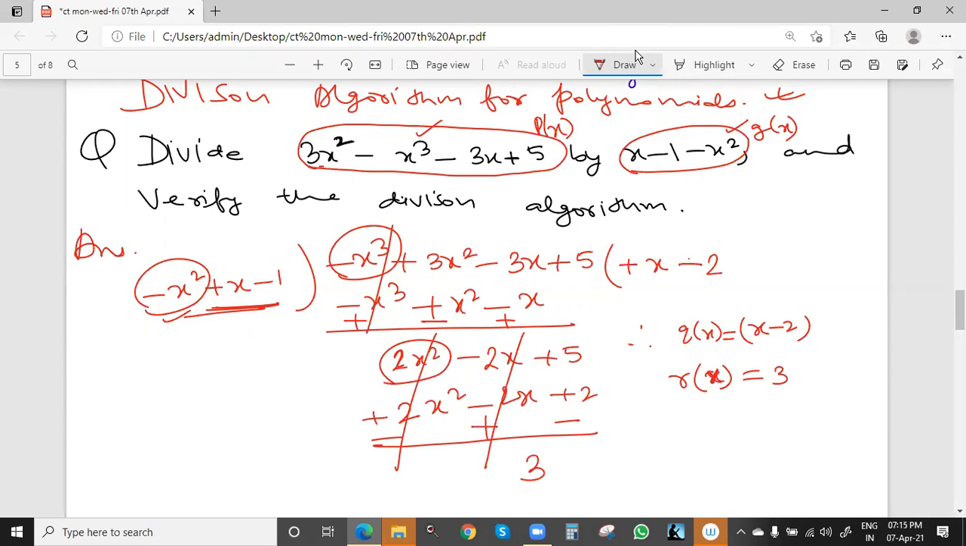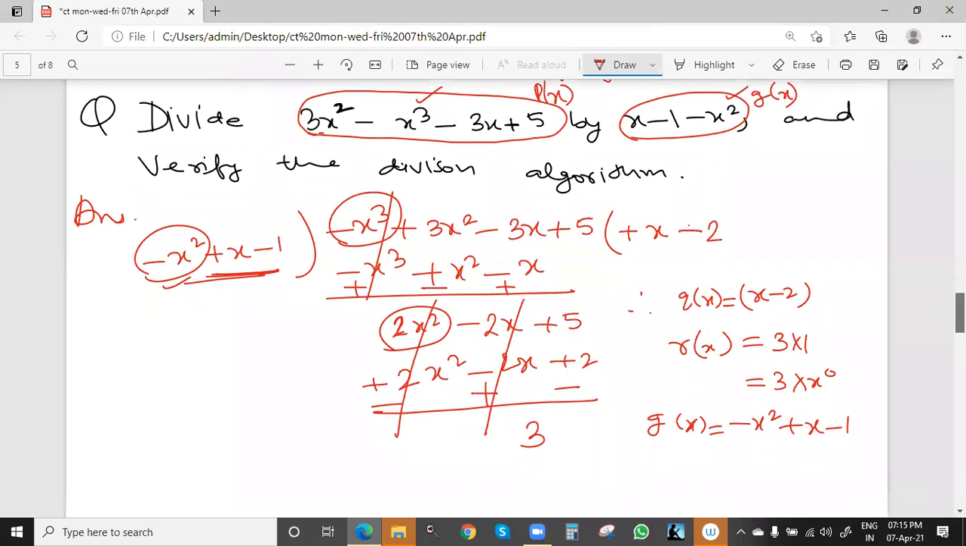No problem. We can say it is a monomial, only one term, and the degree of x here will be 0, because nothing is there, that means 1, and 1 we can write as x to the power 0, so the degree is 0. And we know gx is basically x square plus x minus 1. This will be gx, not qx. Gx is the divisor. So the divisor will be minus x square plus x minus 1.